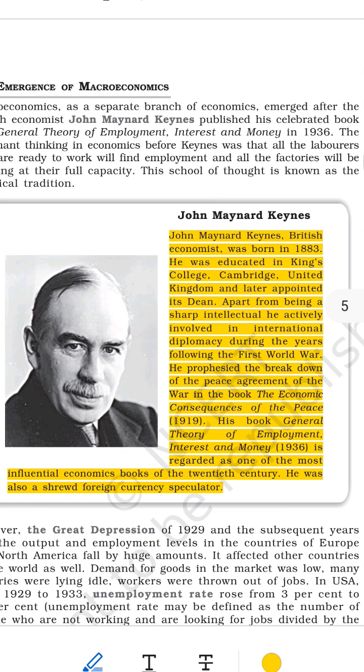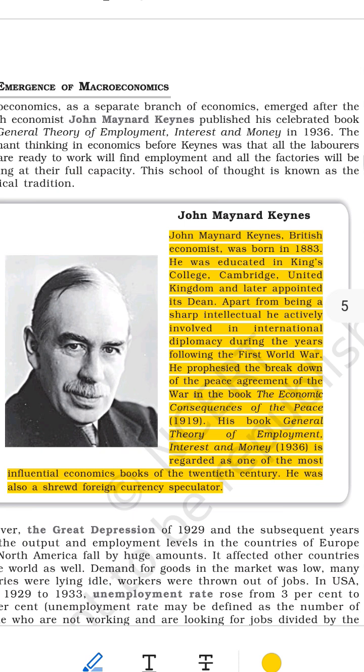Line 2. He was educated in King's College, Cambridge, United Kingdom, and later appointed its dean. He went to King's College. This is a famous part of Cambridge University in the UK. He studied very well there. Later, he became the dean of the college. A dean is like a principal or leader in a college.